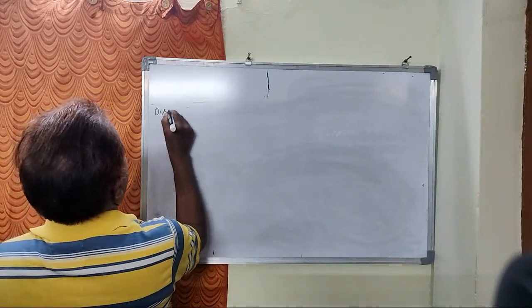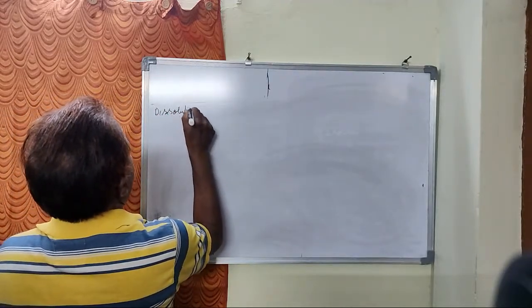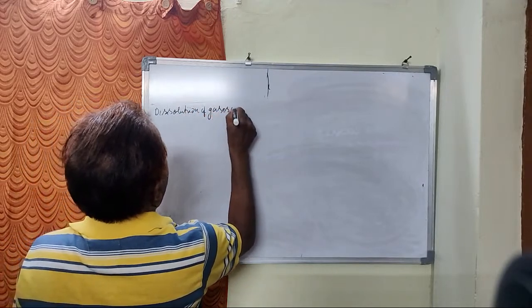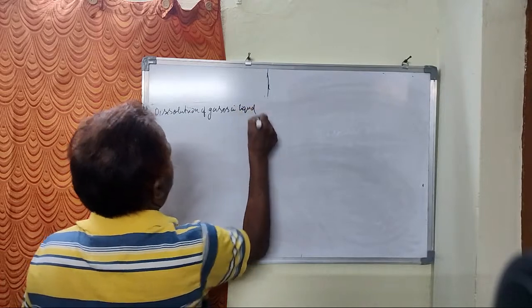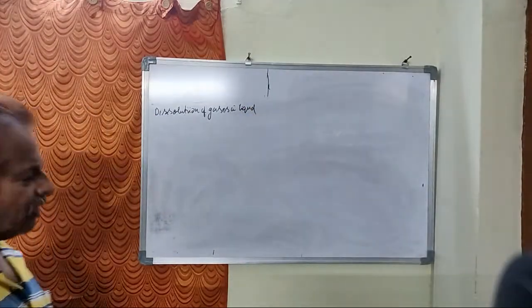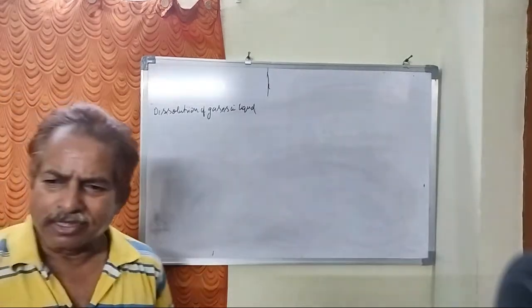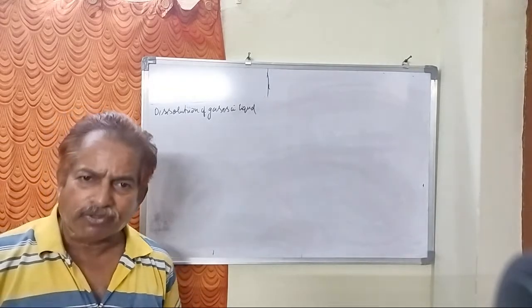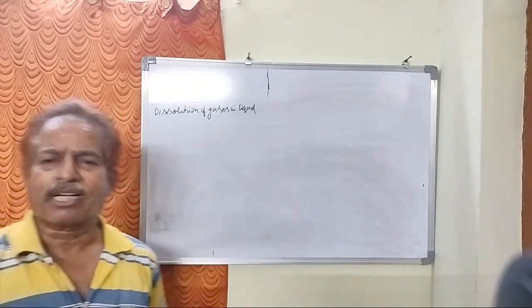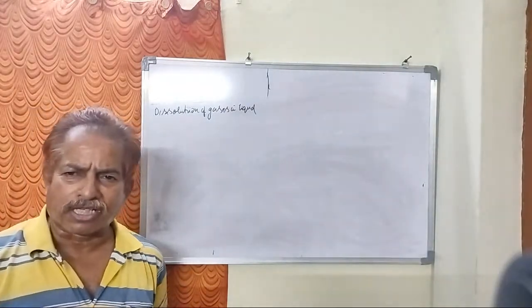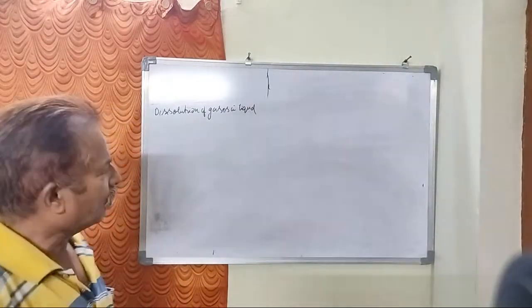Dissolution of gases in liquids. This is our common experience that drinking water contains dissolved oxygen. Because of the dissolved oxygen, aquatic life is possible. Strictly speaking, 40% of the oxygen is dissolved in water.